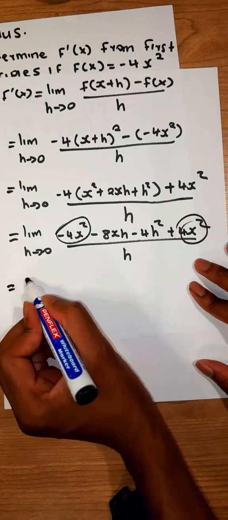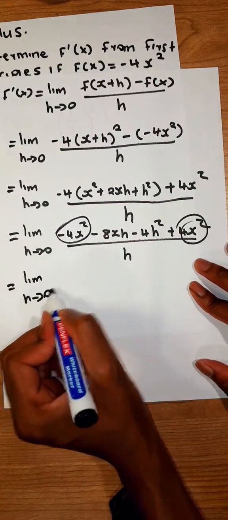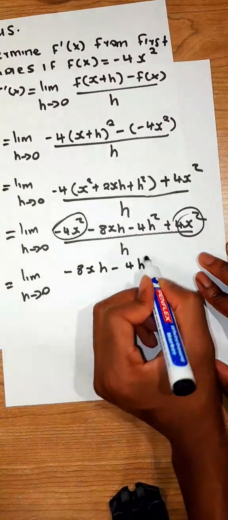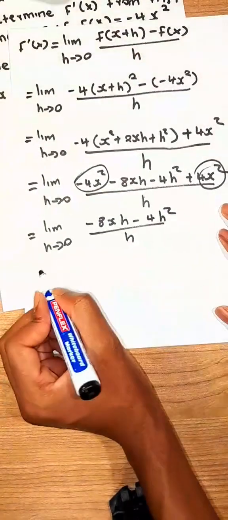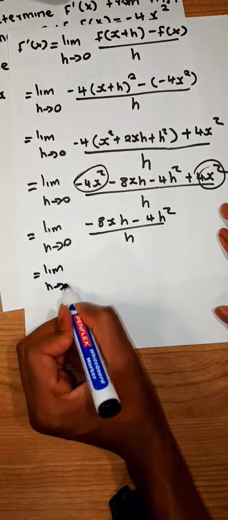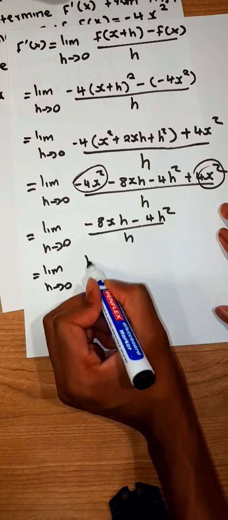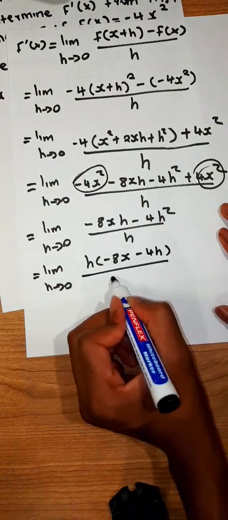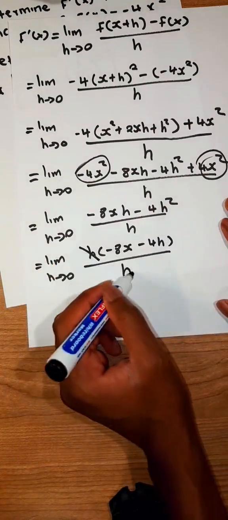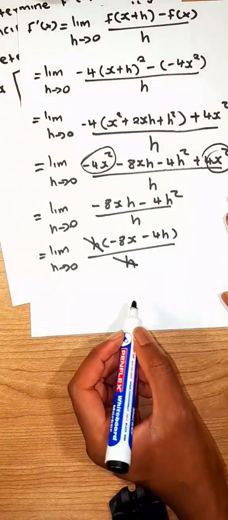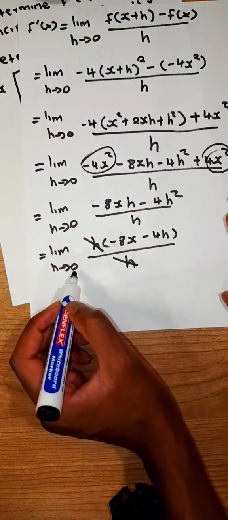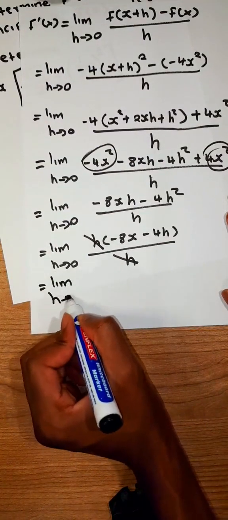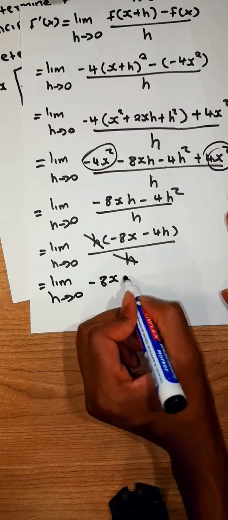Now we'll be left with the limit as h approaches 0 of minus 8xh minus 4h squared divided by h. We take the common factor of h, and we'll be left with minus 8x minus 4h divided by h. Now you realize that this h and this h are going to cancel out. So the limit as h approaches 0 of minus 8x minus 4h.